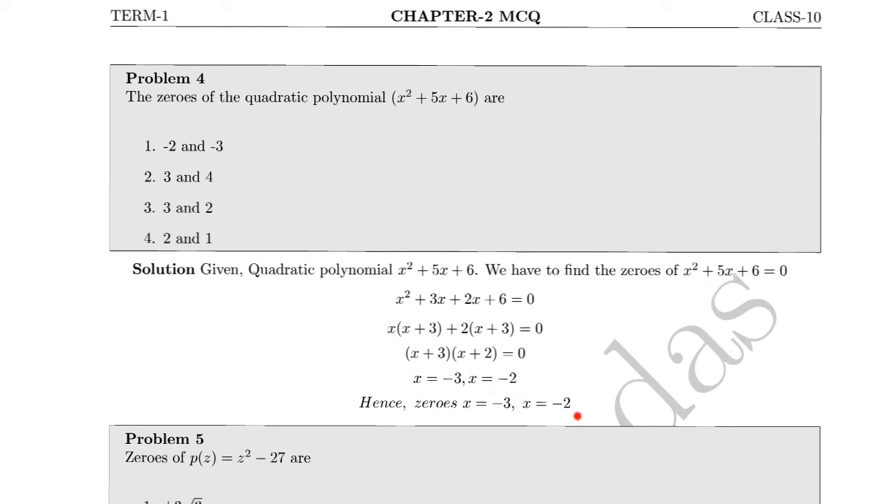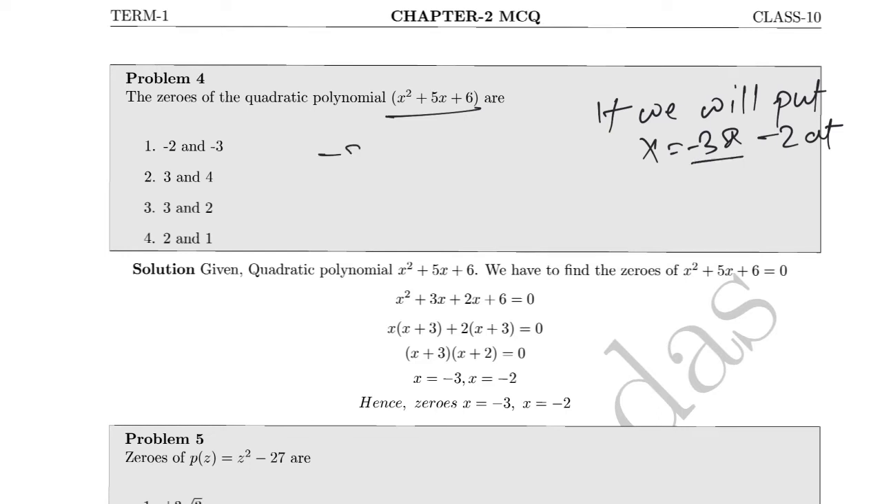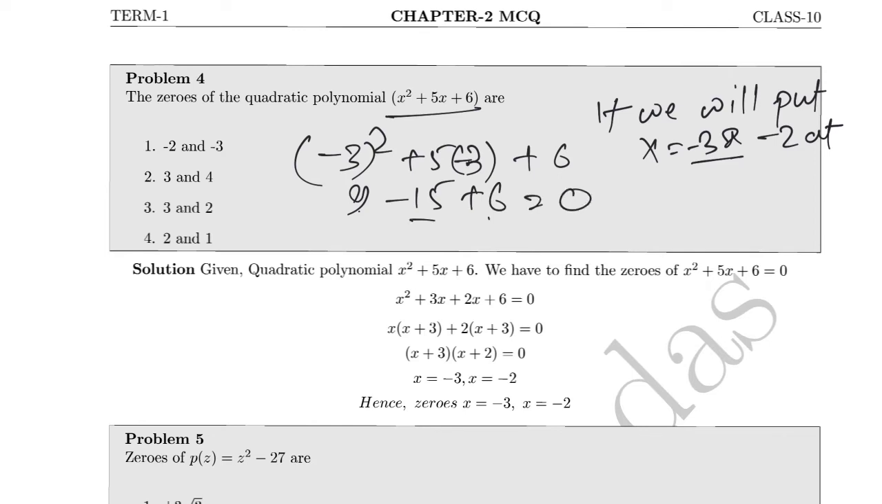So the zeros of the polynomial are x is equal to minus 3 and x is equal to minus 2. We can check it also. If we put x is equal to minus 3 and minus 2 in this equation, let's put x is equal to minus 3 here. Minus 3 square plus 5 into minus 3 plus 6, that is 9 minus 15 plus 6, that is 9 plus 6, 15, minus 15 is equal to 0.